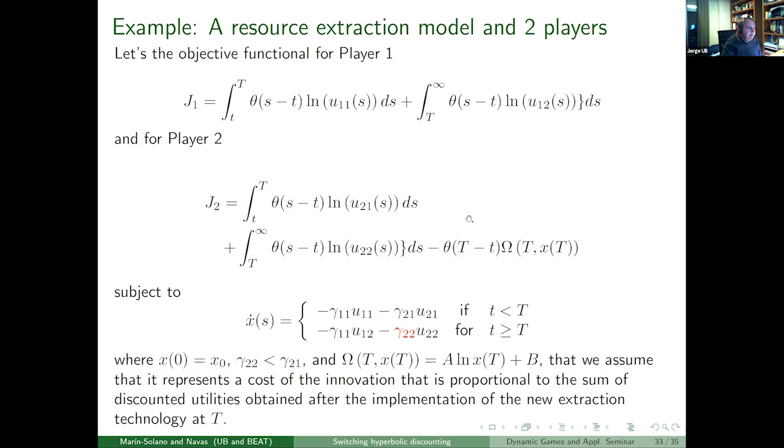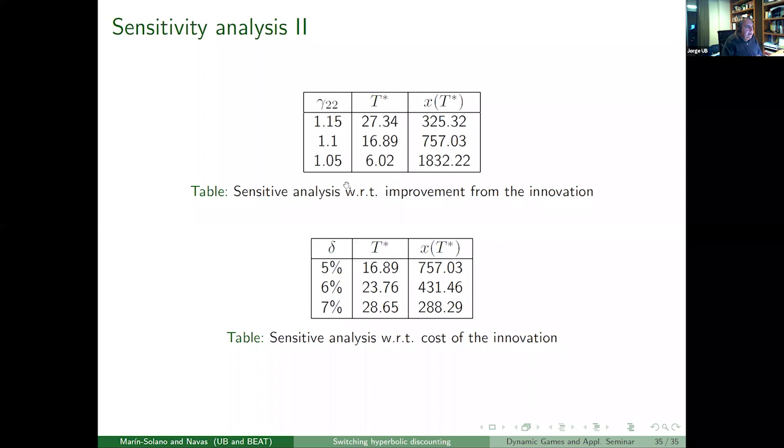And for this, we can solve the problem working as before, and we obtain the following. Just let me start here, and then I will go back to the most interesting result from this part. Here, what we have is that when we look at the extension of the innovation, the better the innovation is, the faster the introduction of the change in the regime. Okay? So it's more beneficial to have a better innovation. That on the other side is logical. The larger the cost of the innovation, this is detrimental for the introduction of the new technology.